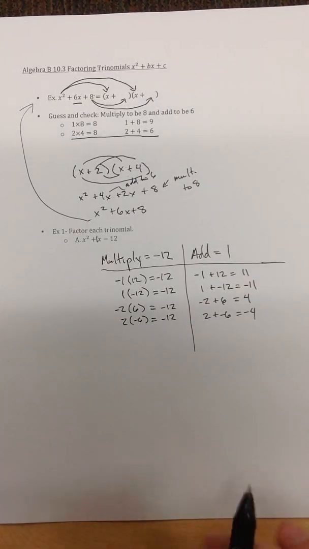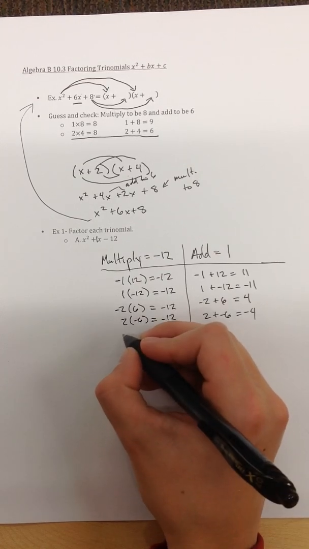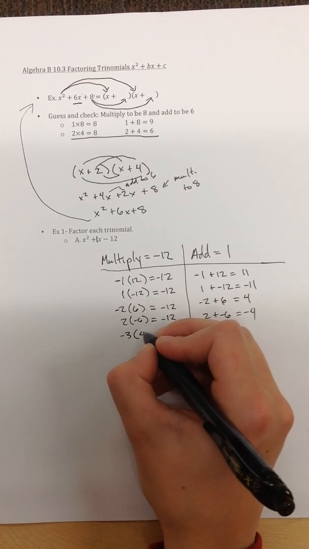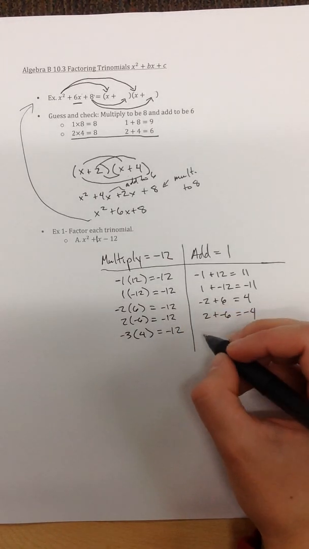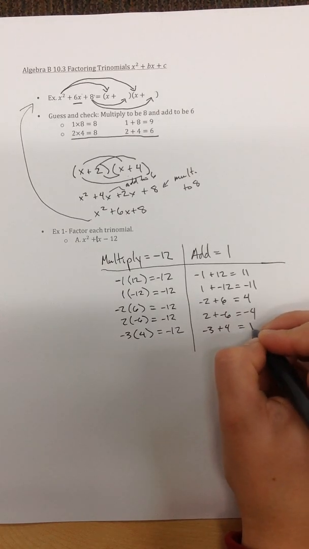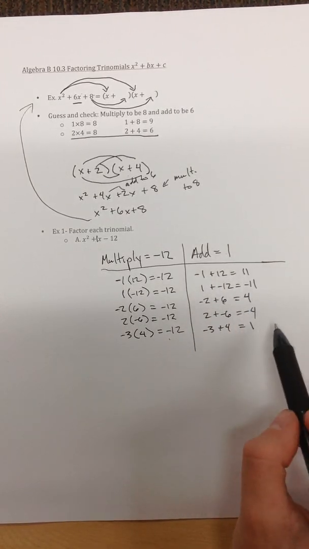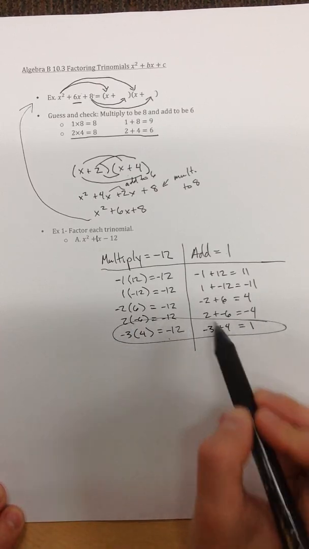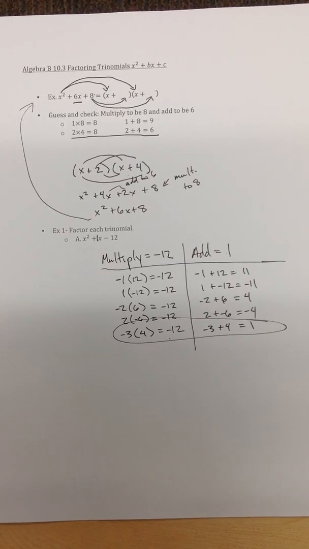So then I want to try my next one here, which would be, 2 didn't work, so 3 and 4 is my next one. So negative 3 times a positive 4 would give me negative 12. Then if I take a negative 3 plus a positive 4, that gives me 1. Well, that's exactly what I was looking for. Multiplied to negative 12, add to be 1. So this is the one that works here. So I need to use a negative 3 and a positive 4 when I write this out.